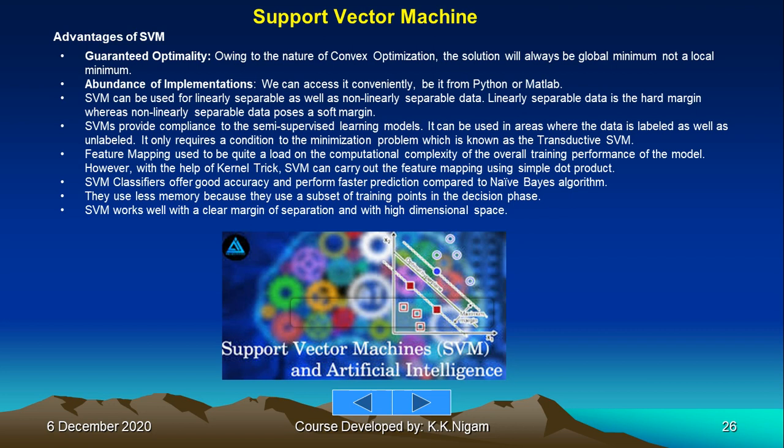However, feature mapping used to be quite a load on the computational complexity of the overall training performance of the model. Then, with the help of the kernel trick, SVM can carry out the feature mapping using a simple dot product. SVM classifiers offer good accuracy and perform faster prediction compared to the naive Bayes algorithm. They use less memory because they use a subset of training points in the decision phase. SVM works well with a clear margin of separation and with high dimensional space.